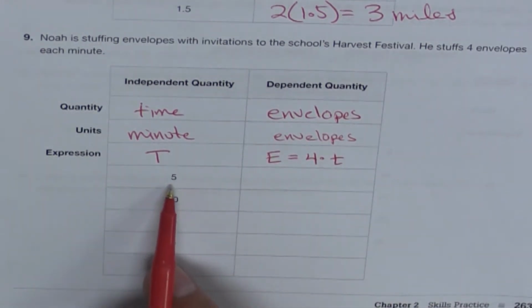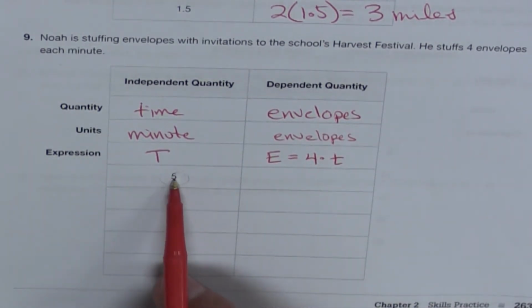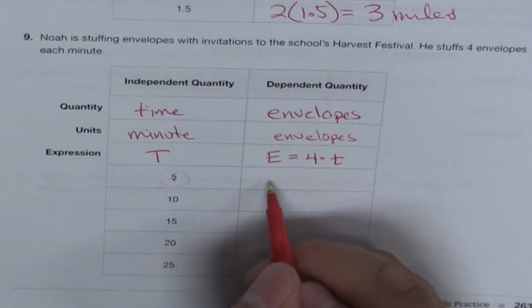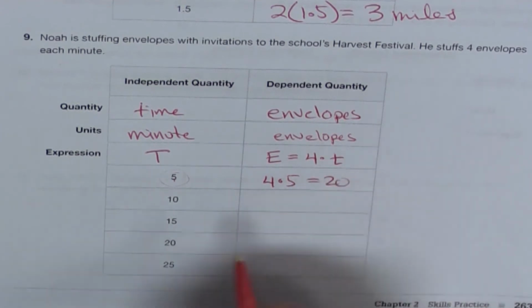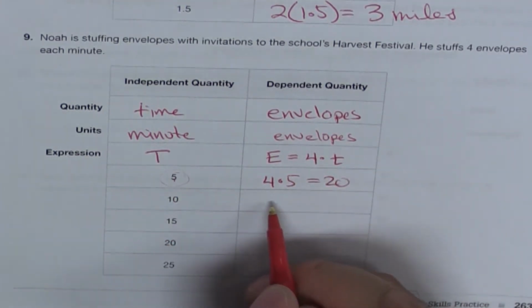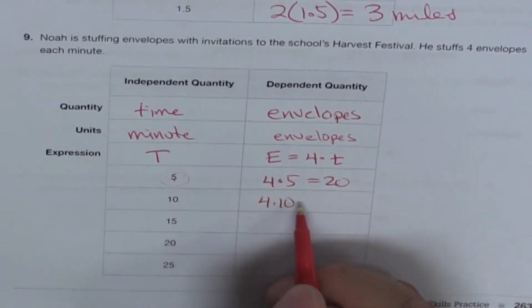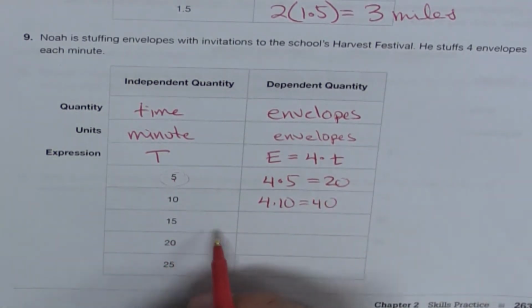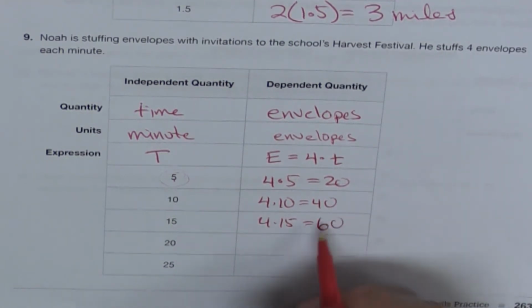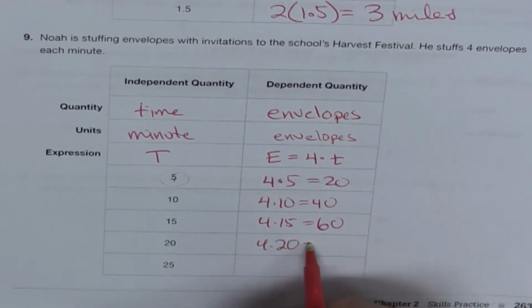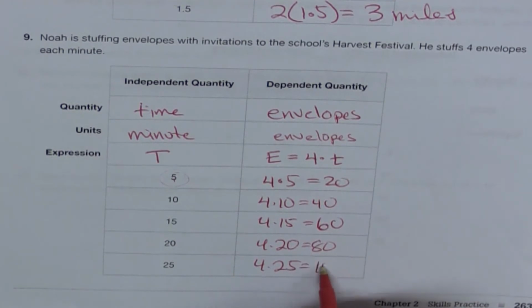So let's see. If this guy has been stuffing envelopes for 5 minutes, the number of envelopes he's got is 4 times 5. What's 4 times 5? That's 20. And then the next one, if he's been stuffing envelopes for 10 minutes, that's 4 times 10, that's 40. And then 4 times 15, that's 60. And then 4 times 20, that's 80. And then 4 times 25, that's my favorite. That's like a C note, that's 100. 100 what? These are envelopes.